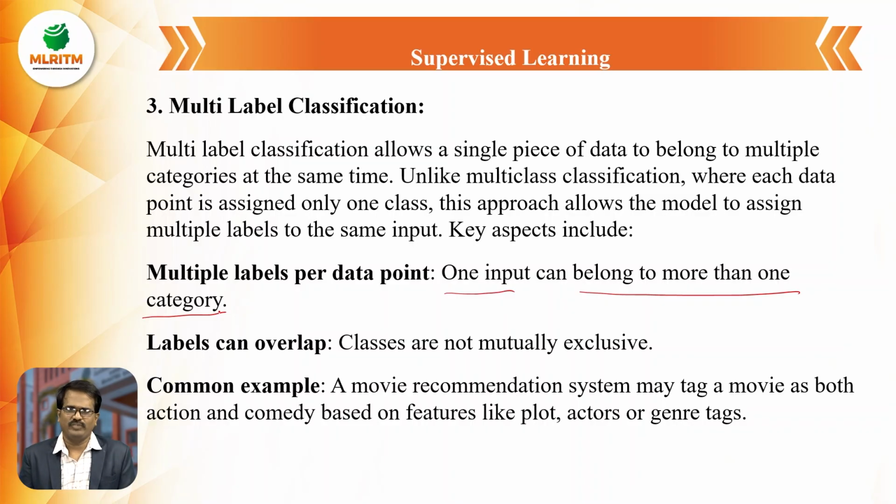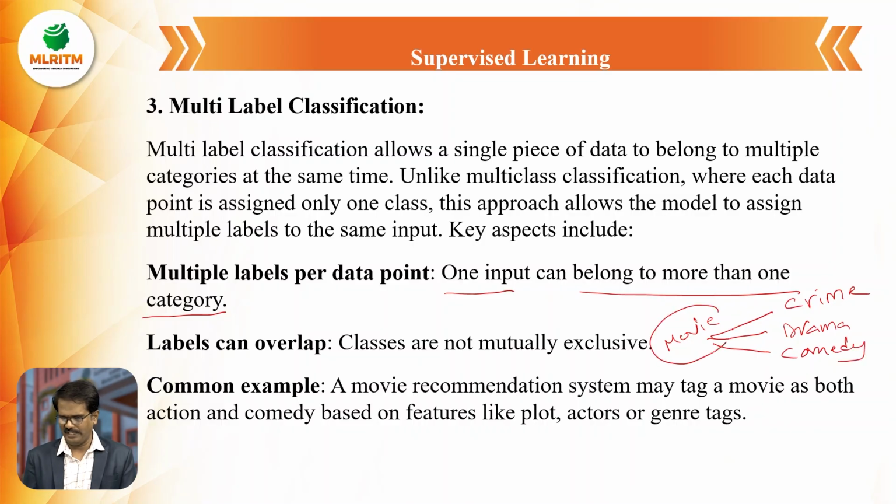Suppose we consider a movie. Based on the synopsis or the story of the movie, that movie may belong to multiple genres, right? A movie may contain crime, drama, comedy. What does it mean? A single data point belongs to multiple genres or multiple classes. So it is known as multi-label classification.